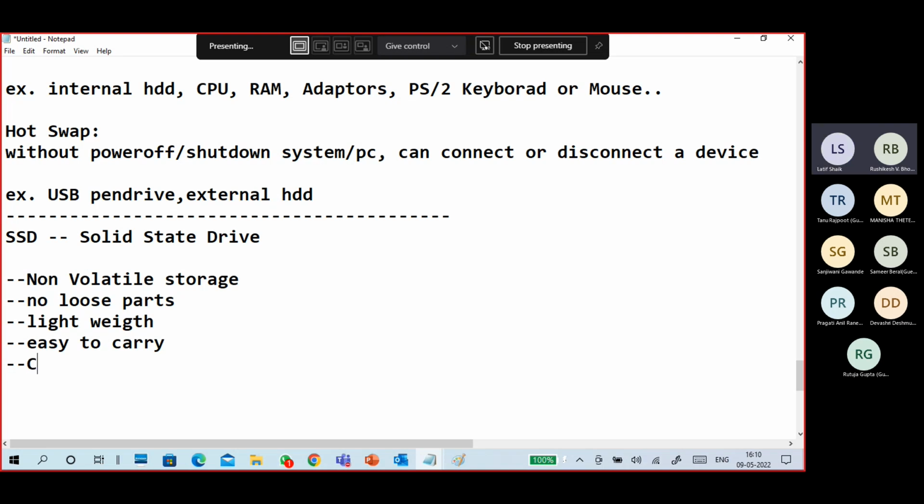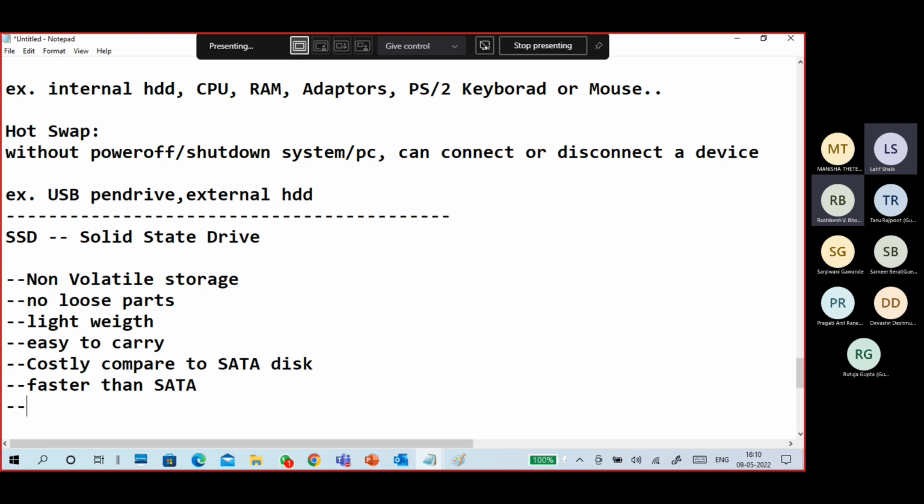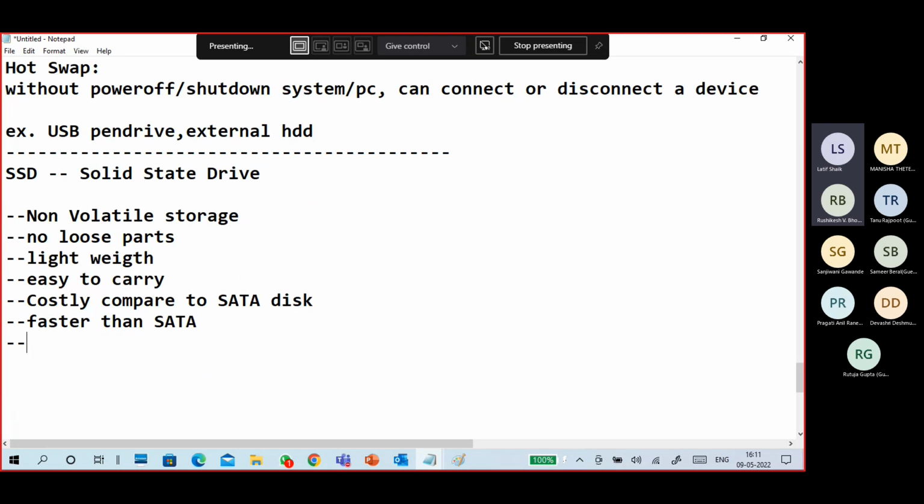Cost comparison: compared to a normal SATA disk, SSDs are costly. These are faster than a normal SATA hard disk. It is faster but costly, and easy to carry, lightweight, and non-volatile. Of course, there are a few more differences also. Okay, so very suitable.